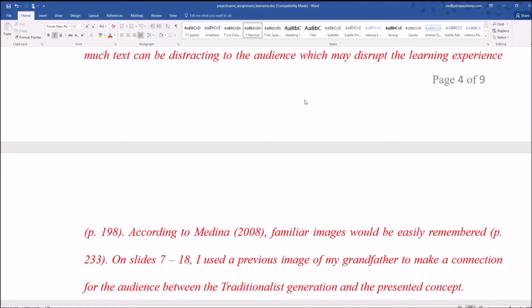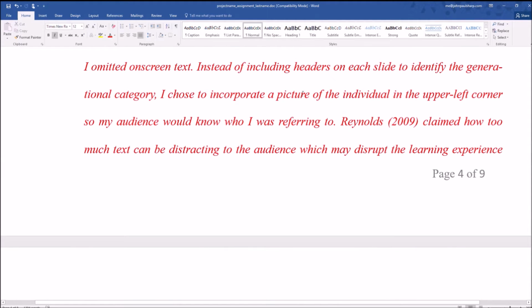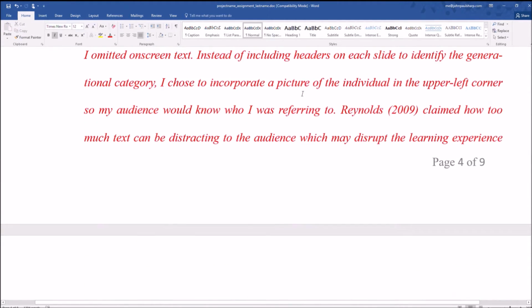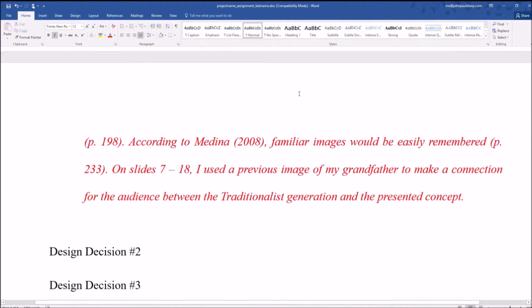Now there's a third component, which is the second citation, which further justifies the design decision. According to Medina, year 2008, familiar images would be easily remembered. Page 233. It's a full idea, right? And it further justifies the design decision of omitting on-screen text.